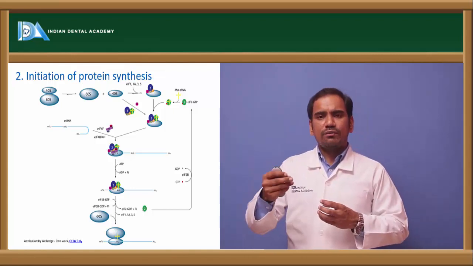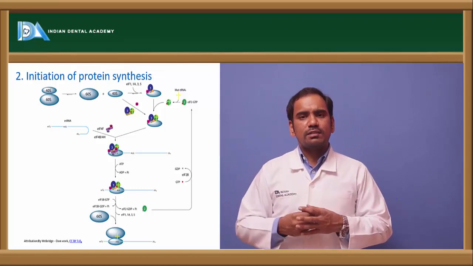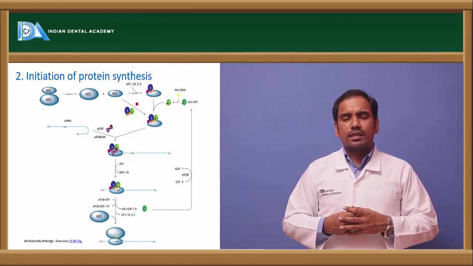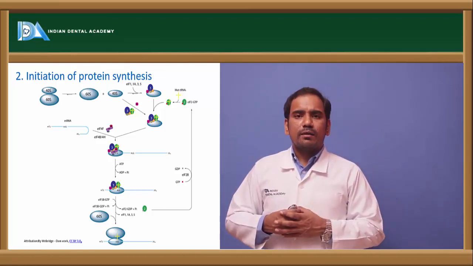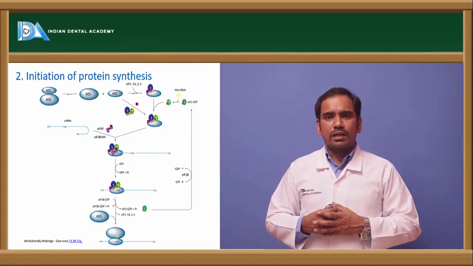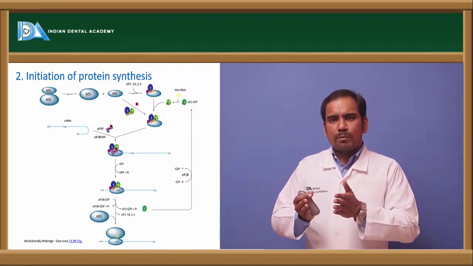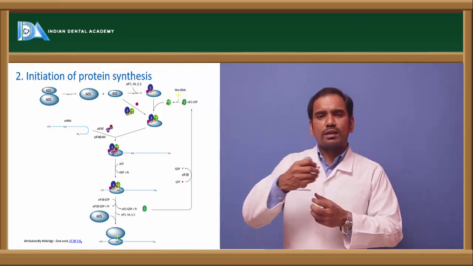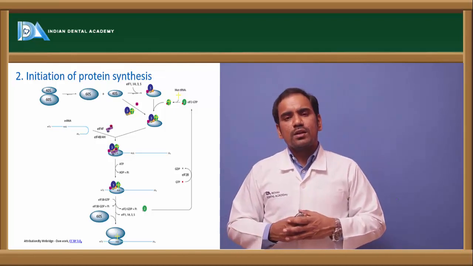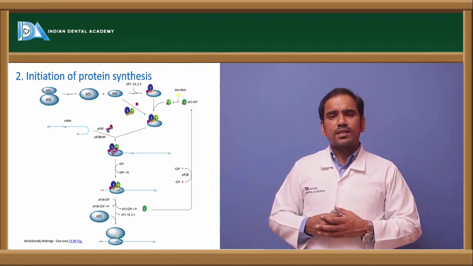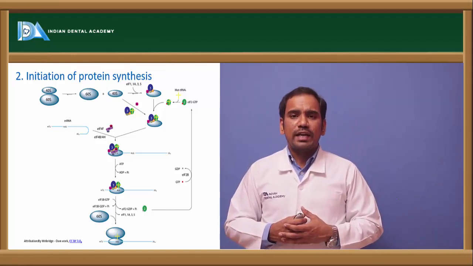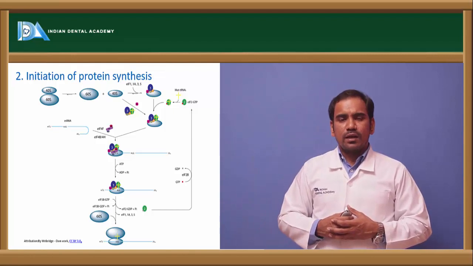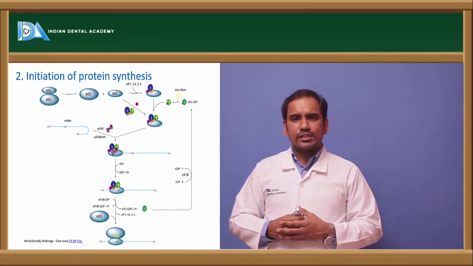So this binding of mRNA to the 43S pre-initiation complex is favored by the 5' cap of the mRNA. The 5' cap of the mRNA facilitates the binding of mRNA to the 43S pre-initiation complex, so that it results in the formation of the 48S initiation complex. Now what happens to the 48S initiation complex?